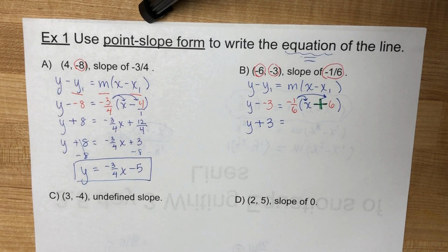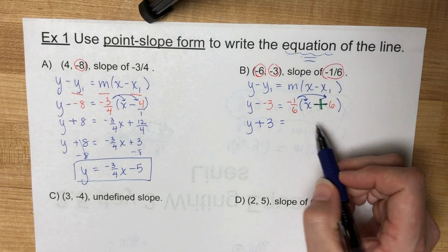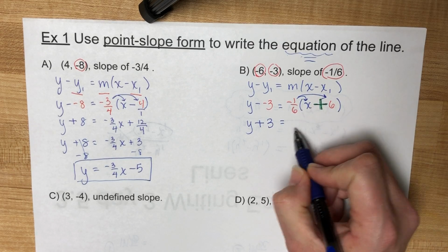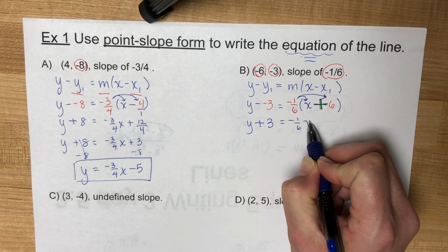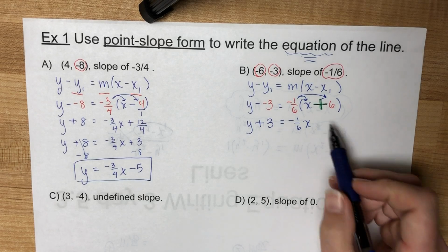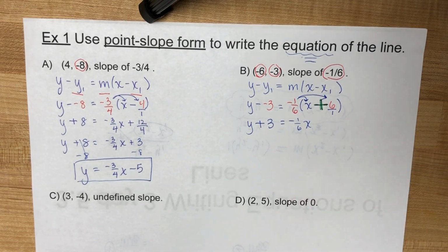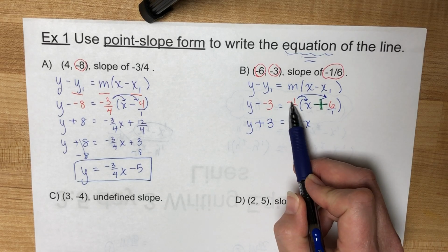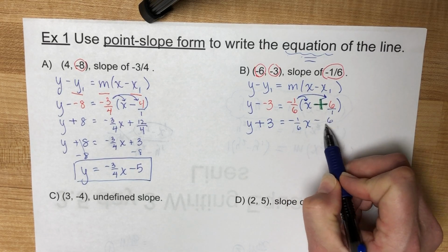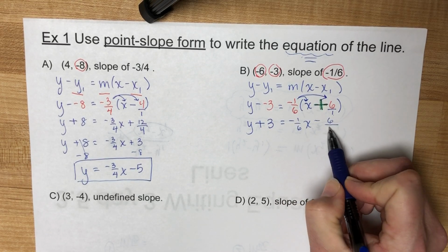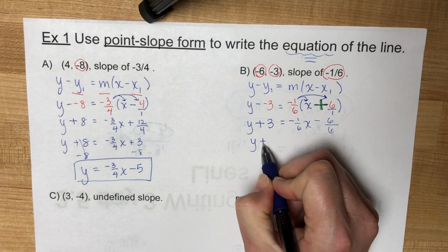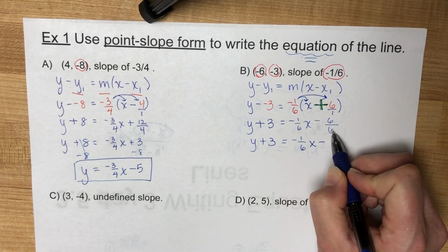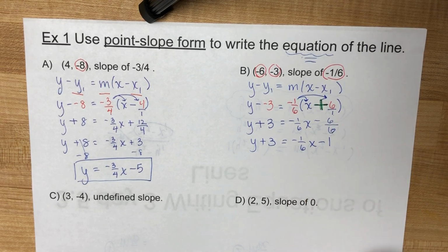From this point forward, we will be doing that as well. -1/6 times x is -1 over 6x. And then here again, I'm going to turn that 6 into a fraction, and I can just multiply numerator to numerator. -1 times 6 is a -6, and 6 times 1 is 6. And a little bit of cleanup. -1 over 6x minus 6 over 6 is just 1.